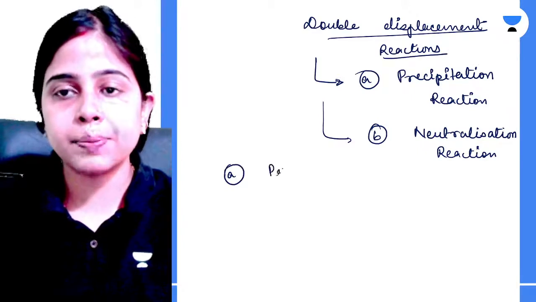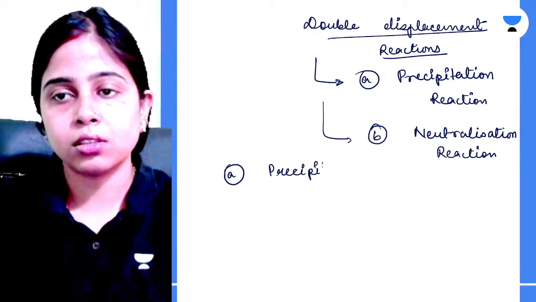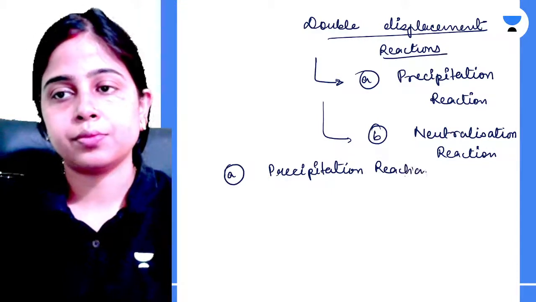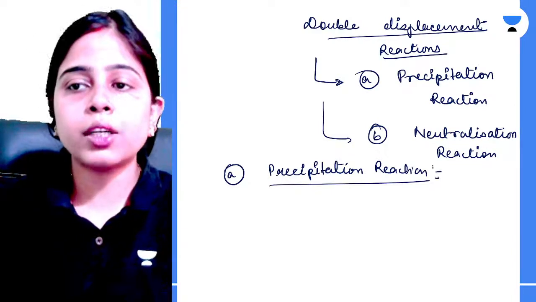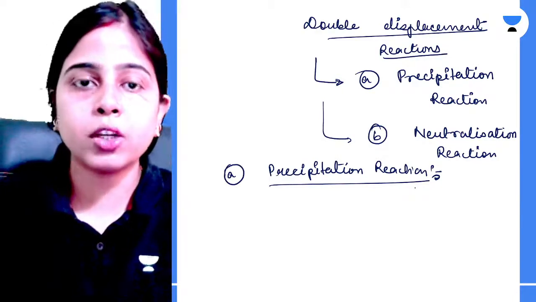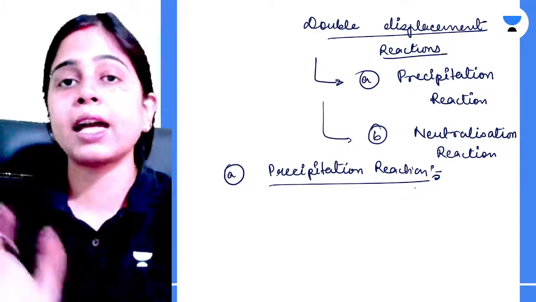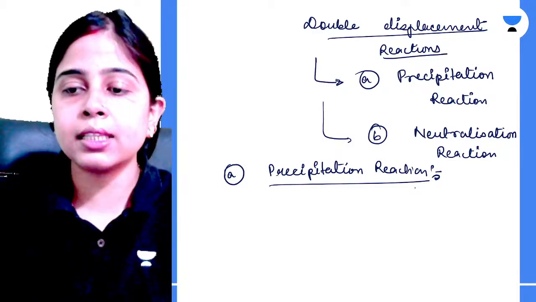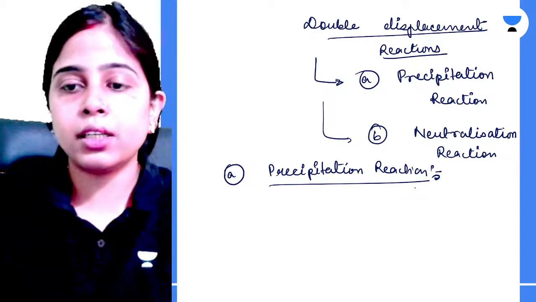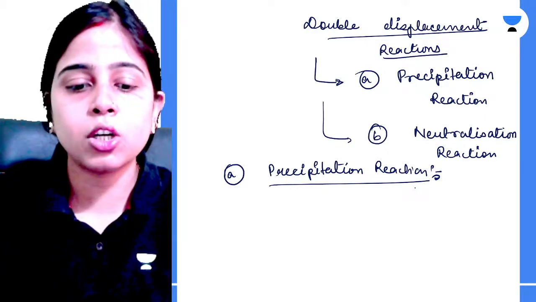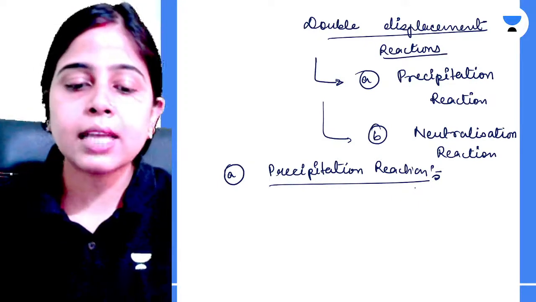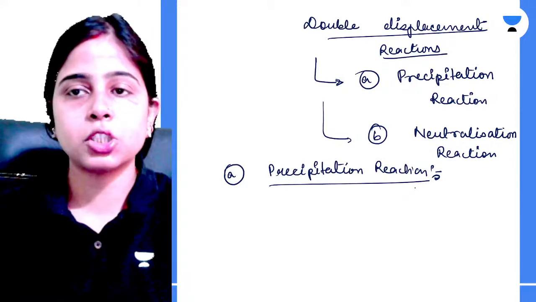First is your precipitation reaction. So what is this precipitation reaction? Any chemical reaction where two compounds are reacting in their aqueous state, aqueous state meaning in the form of their solution with water, and they form in the product one compound which is an insoluble salt, that is a precipitate, as one of the products. This type of reaction is known as a precipitation reaction.